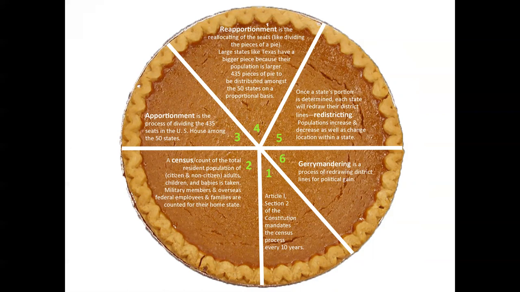Supposedly, we accept that census number, then comes apportionment. It's the process of dividing 435 seats in the House among 50 states. Reapportionment is reallocating.